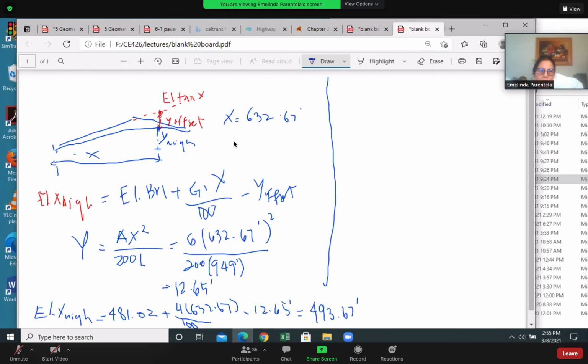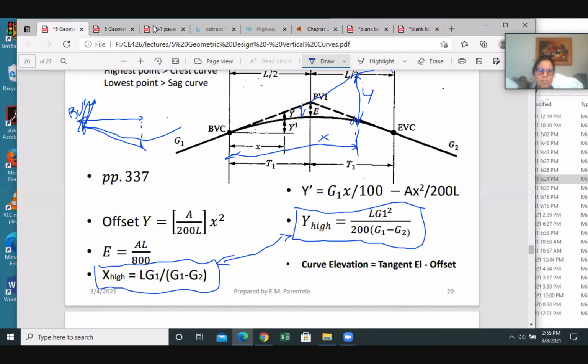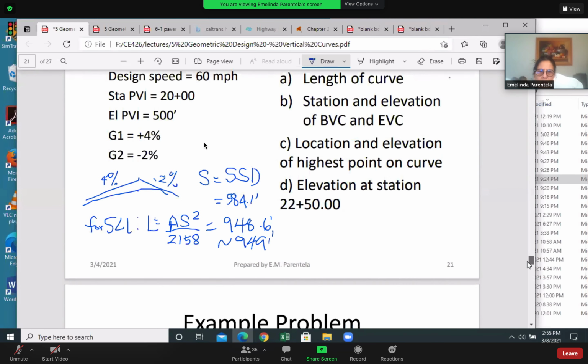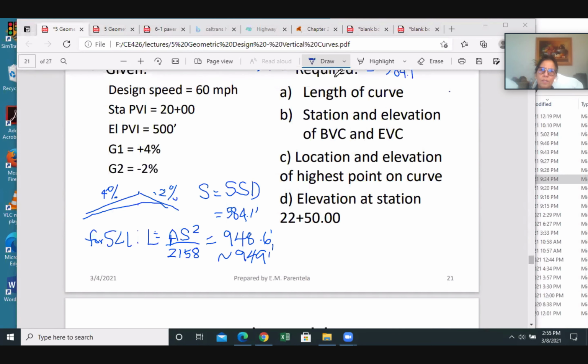So now, let's take a look at the next problem. It's asking for the elevation at station 22 plus 50.00.